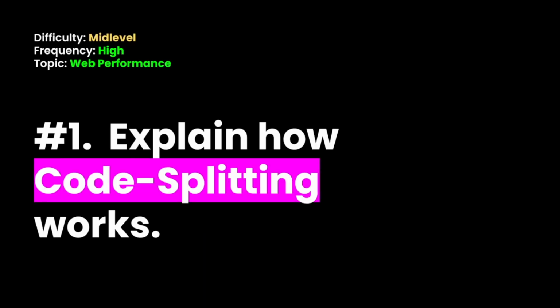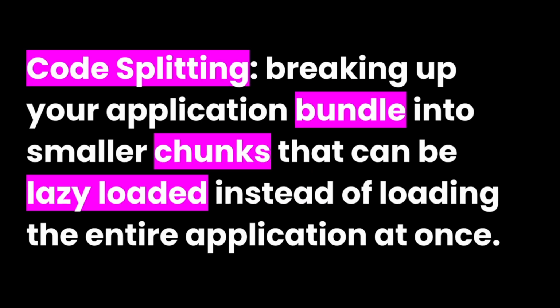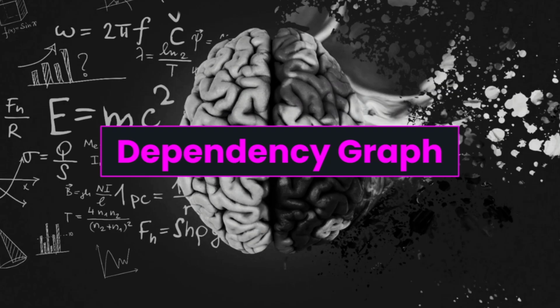Number one, explain how code splitting works. Code splitting is breaking up your application bundle into smaller chunks that can be lazy loaded instead of loading the whole thing at once. But how does it really work under the hood? For that, we need to understand our first mental model, the dependency graph.